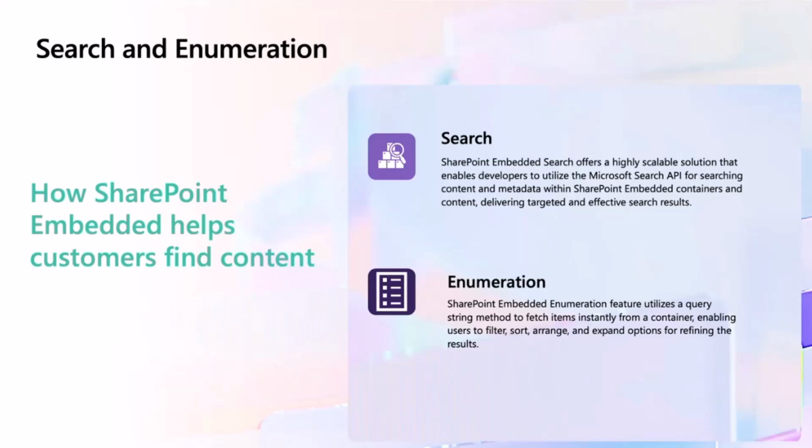But one thing that we really want to also focus on is enumeration. That query string way of using filtering and sorting and arranging and different options that we can also pull content out of those containers and use it. So enumeration, think of, you may have a line of business application where you want to pull in specific documents that meet certain criteria. Enumeration might be a great way to do that, in addition to some of the traditional search mechanisms that we normally have.